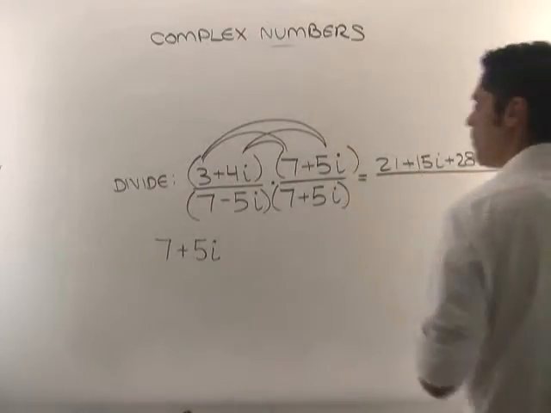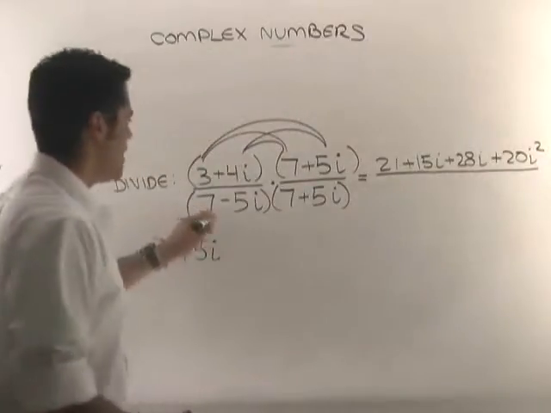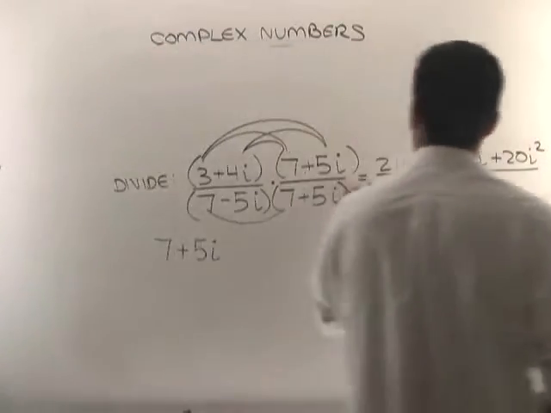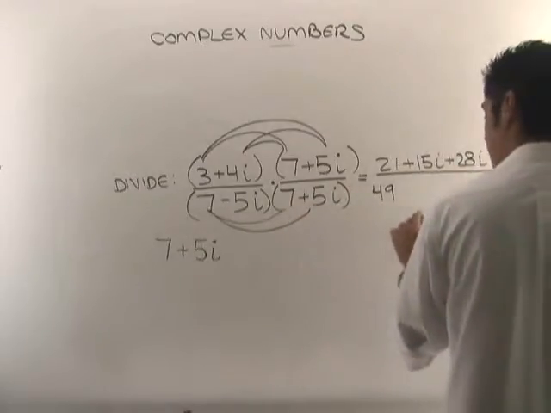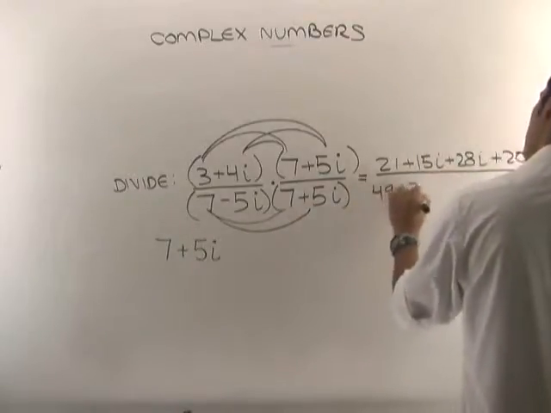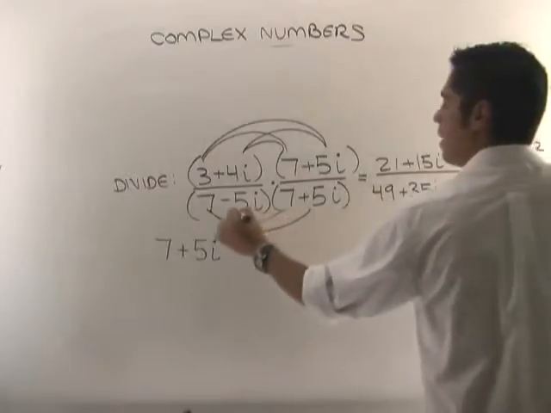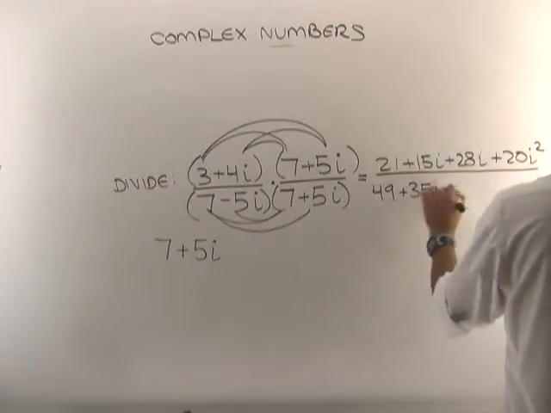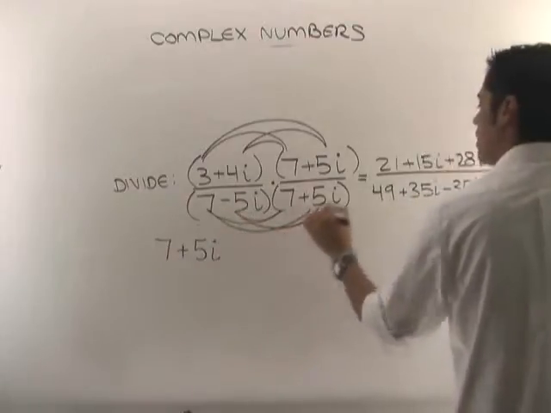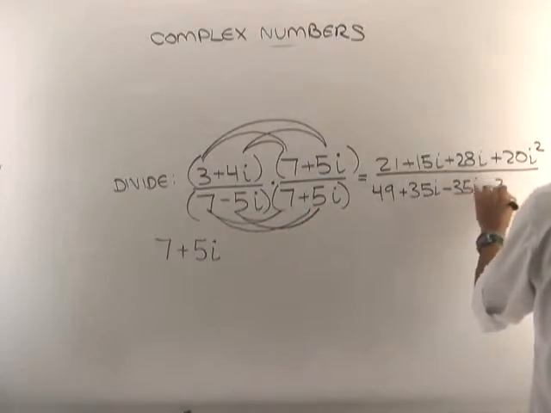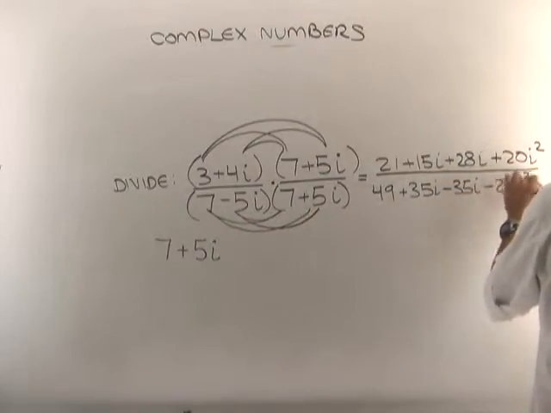On the bottom, we're going to do the same thing. 7 times 7 gives us 49. 7 times 5i gives us plus 35i. Negative 5i times 7 gives us negative 35i. And then lastly, negative 5i times positive 5i gives us negative 25i squared.